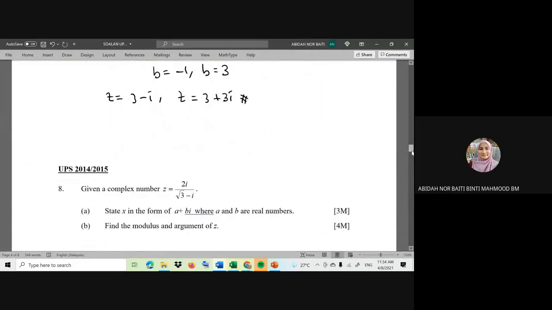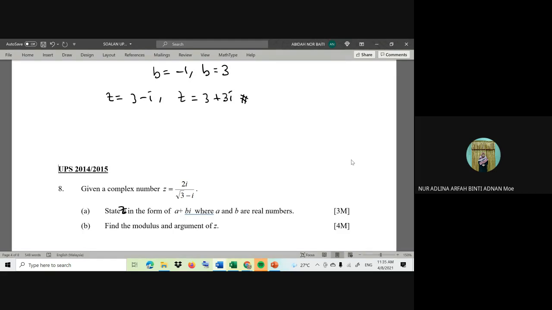Okay, now question number 8. Chapter number 8, state X. Kenapa X? Z lah kan? State Z lah, in the form of A plus BI. How to state Z in the form of A plus BI for this question? Untuk soalan ni, how to state Z in the form of A plus BI? Macam mana kita nak buat ni?